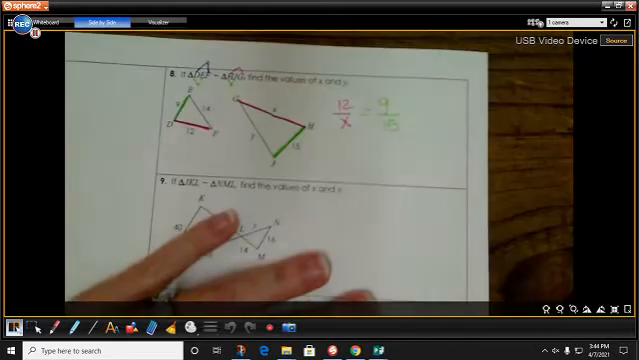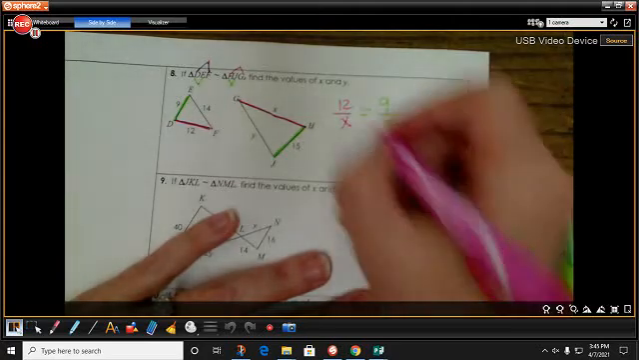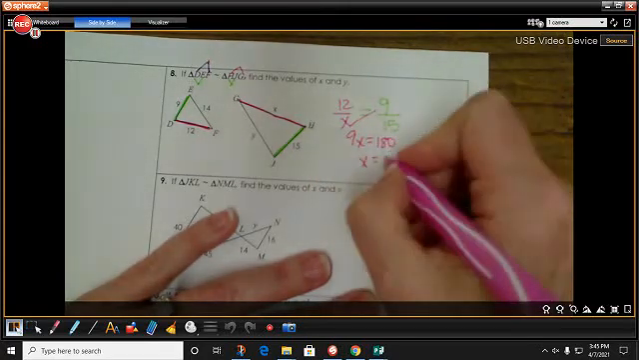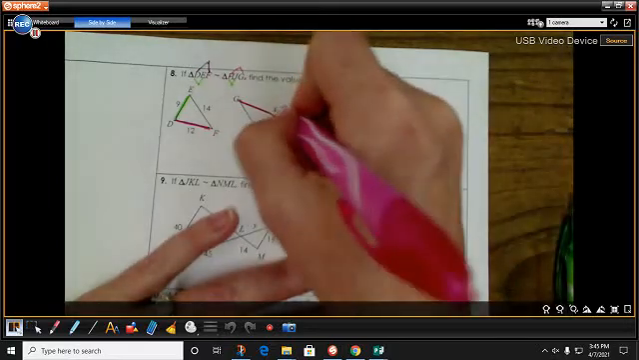When I do my cross product, that's going to give me 9x equals 180, and X comes out to be 20. So I know that X is 20 here.